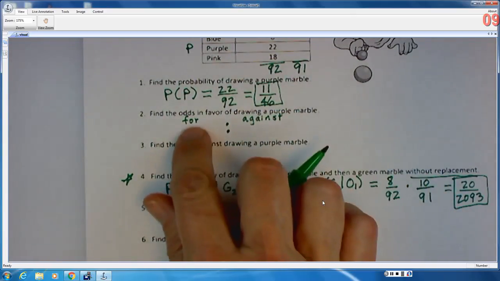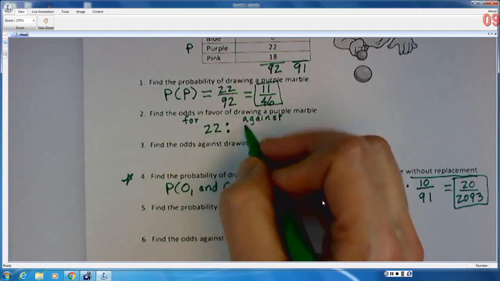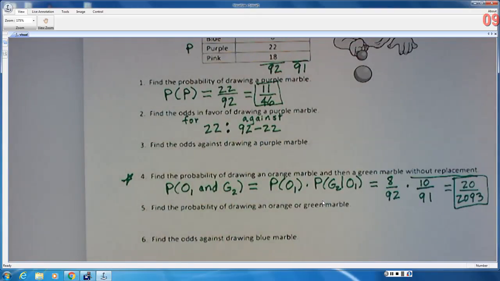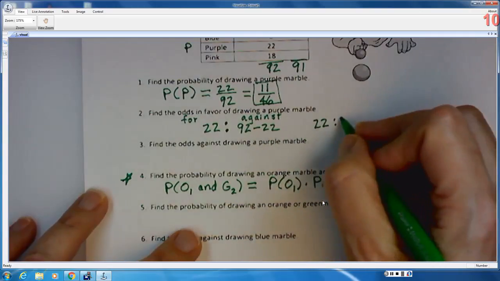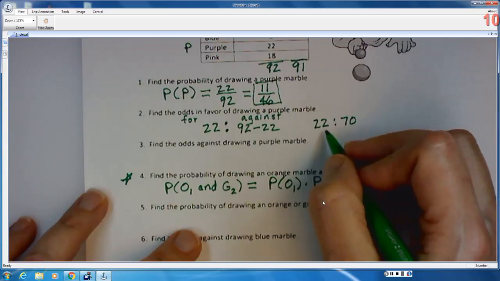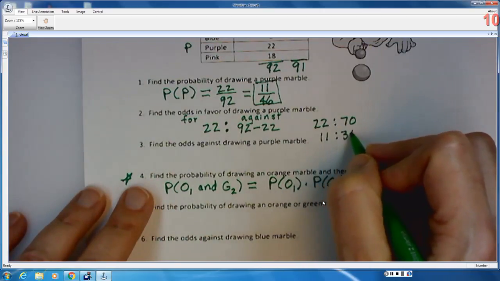Odds, though: how many marbles are purple? 22. How many are not purple? You have to take 92 minus 22. You cannot just use 92 there. In odds, it's for and against, like we just did in the beads. So it's going to be 22 to 70, and then you're going to reduce that, divide by 2, or do 22 divided by 70 in your calculator, reduce it, you get 11 to 35.